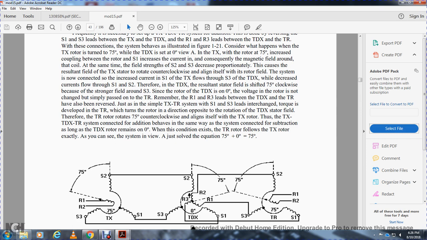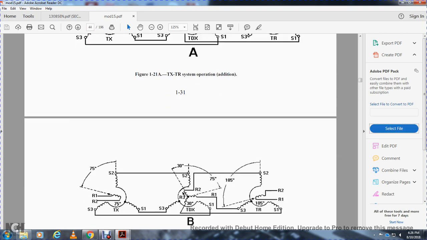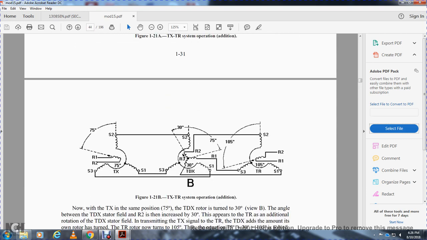Rotor 2 from the torque differential transmitter goes to stator 2 of the torque receiver, with rotor 1 and 2 at 75 degrees. Rotor 1 from the torque differential transmitter goes to stator 3 of the torque receiver at 75 degrees. And that's the torque transmitter, torque differential transmitter, torque receiver system operation, addition.